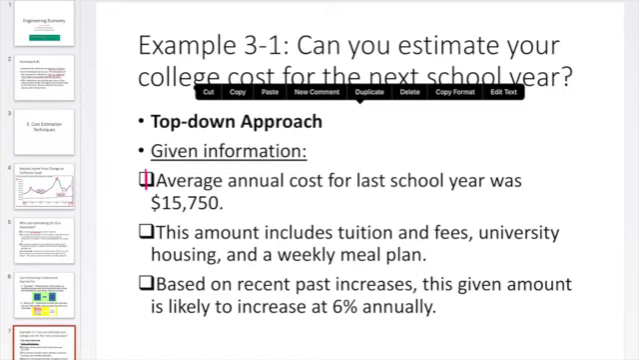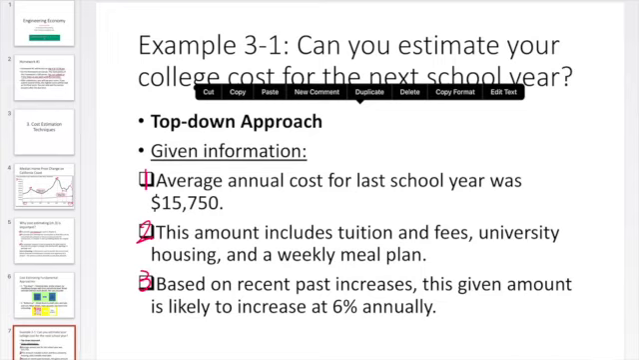And second, this amount includes tuition, the fees, university housing, and the weekly meal plan. So you want to make sure the structure of the fee is the same. And third, you need to modify that based on recent past increases. This given amount is likely to, maybe you think it's going to increase at 6% annually.